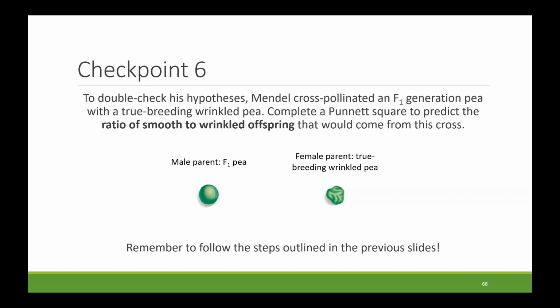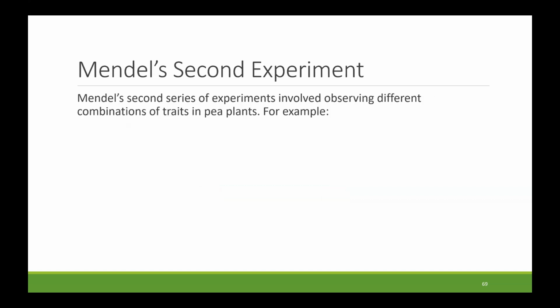And while I'm not going to tell you the answer to this question, I will tell you that when Mendel actually performed this test, he did get numbers that matched his expectation, that matched the Punnett square very closely. So that concludes our discussion of Mendel's first experiment. This is a great place to take a break if you're going to do so.